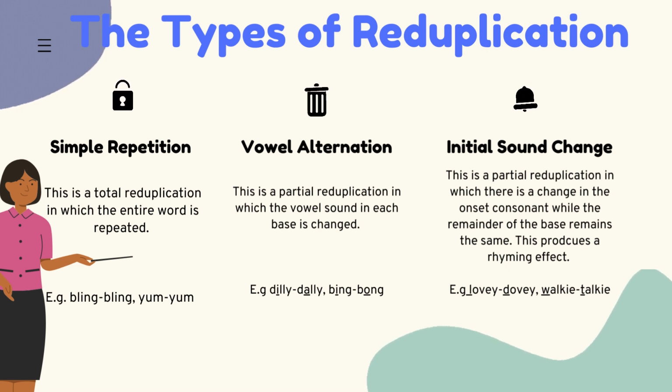The third one is initial sound change. This is a partial reduplication in which there's a change in the onset consonant while the remainder of the base remains the same. This produces a rhyming effect. Example, lovey-dovey and walkie-talkie. I'll now hand over to Miss DeMarcado.